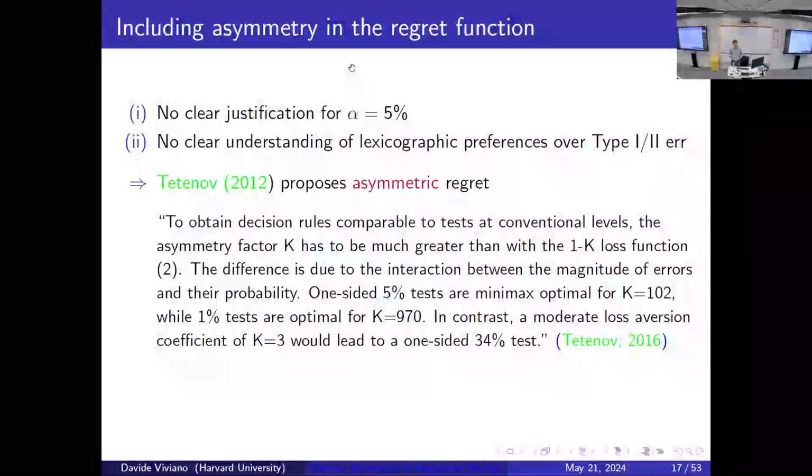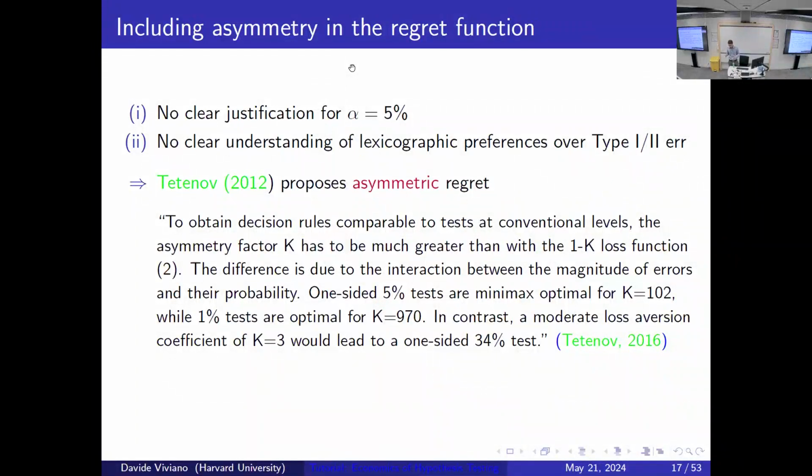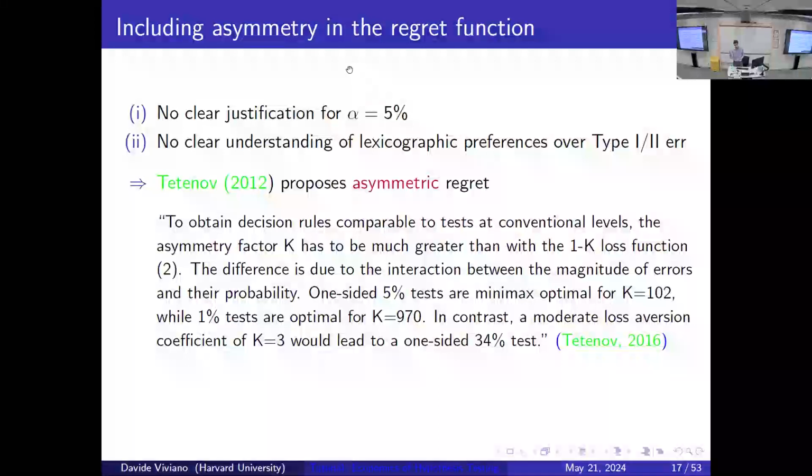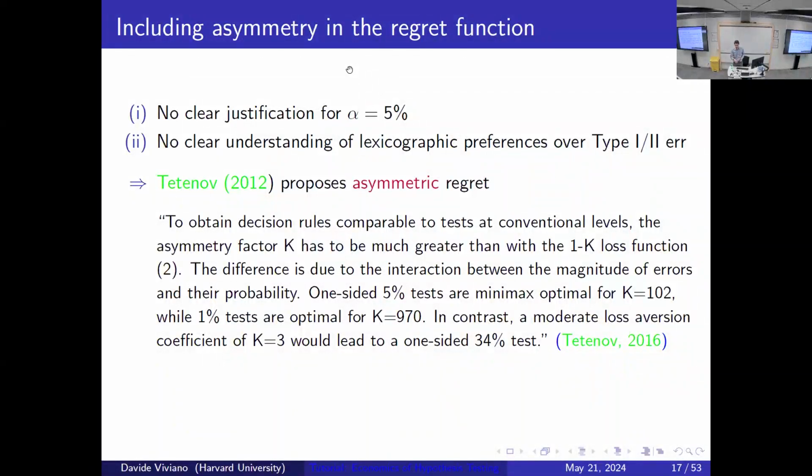And if instead we think about a standard asymmetric loss function, where for instance kappa is equal to 3, then we may want a test where alpha is equal, for instance, to 34%. So much different than the 5%. Sorry, this was for the same notion of regret you just wrote down. But yes, it's going to be an asymmetric loss function.